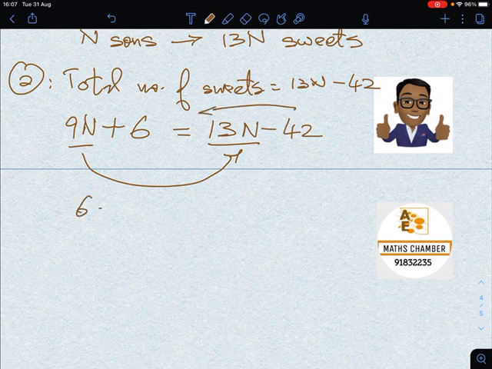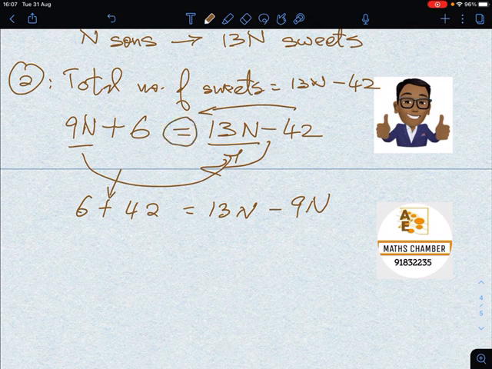And negative 42, we just move over to the left. So 6 plus 42 equals 13n minus 9n. Positive 9n brought over becomes minus 9n, just like your 42 here, when you bring it over to the left, it becomes positive 42. Always change the sign when you jump across the equal sign. That's the standard basic idea of an algebraic equation. So it's very simple, don't worry, okay? Just a matter of getting used to it.